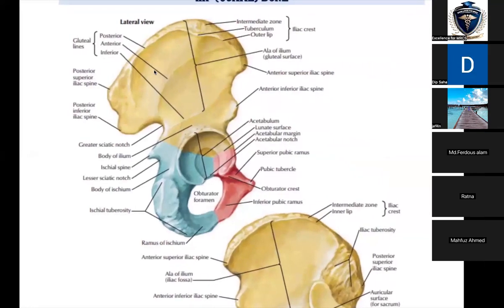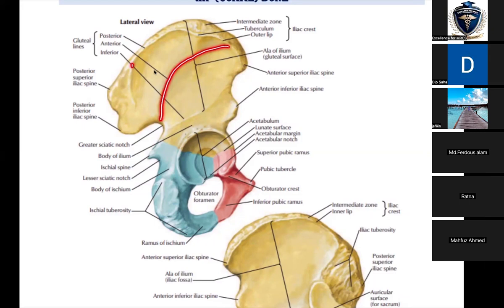Okay, now this is the ilium, and here you will have to remember three things. Number one, this is called the anterior gluteal line. What is the name?